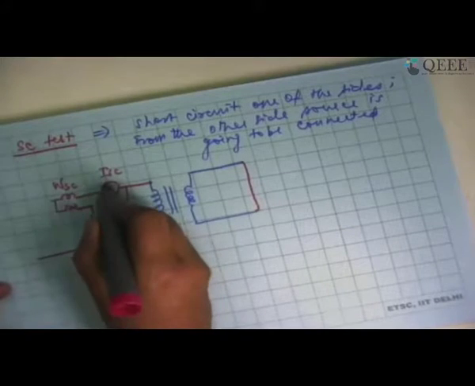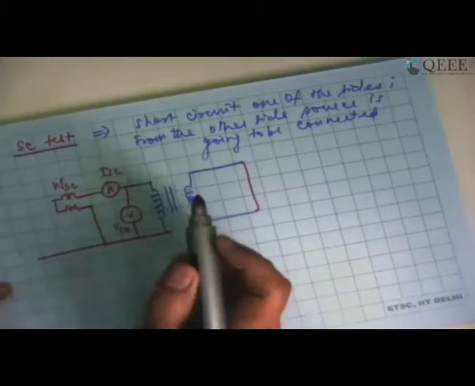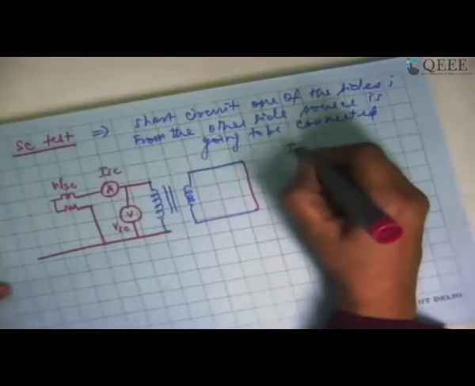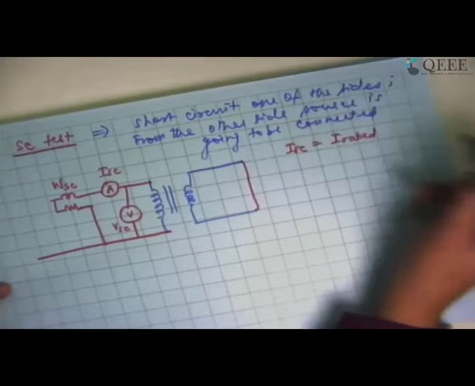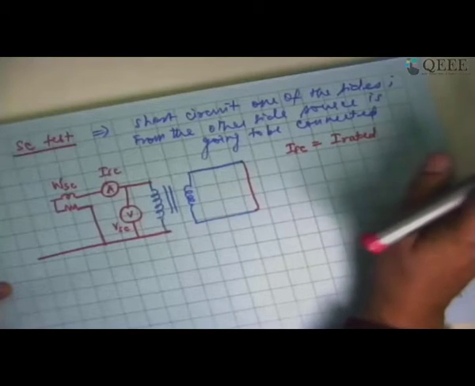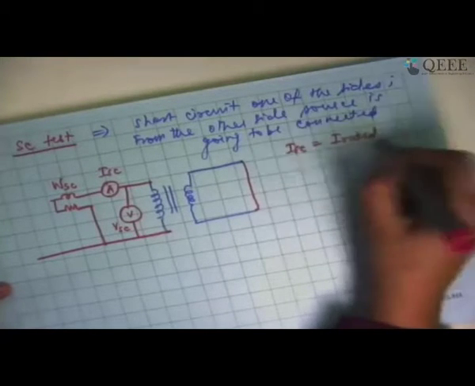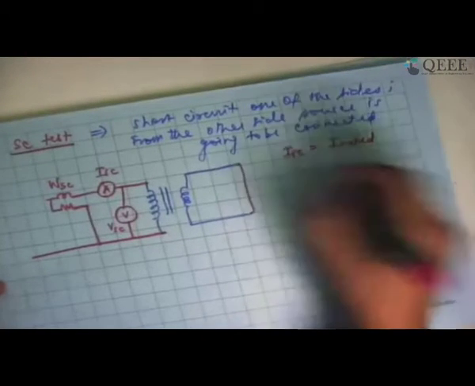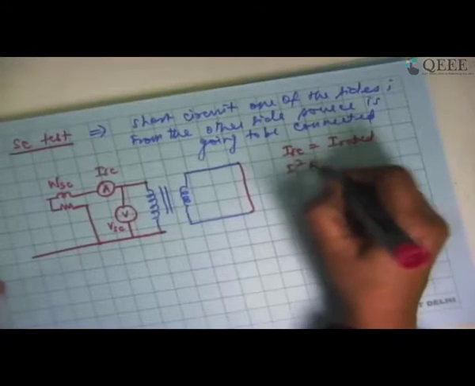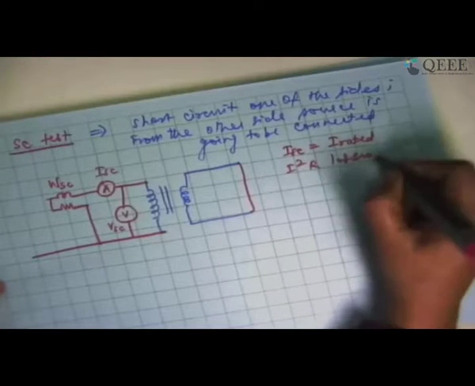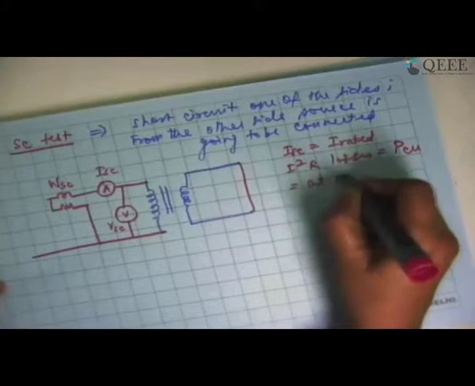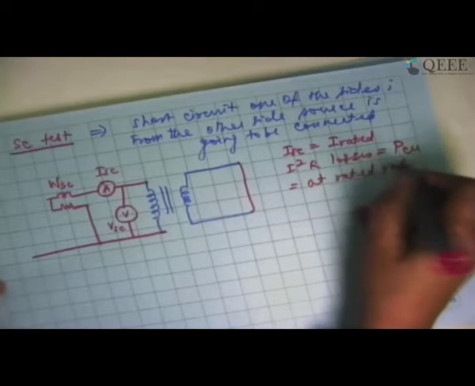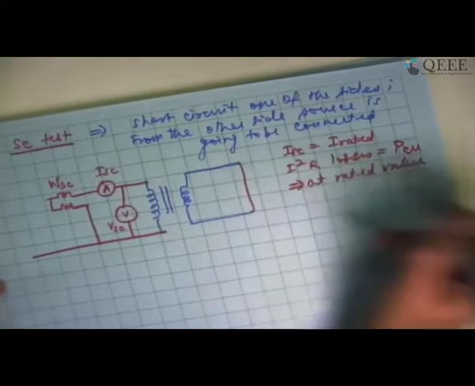Now I have to make sure that the current does not exceed rated current. So ISC should be equal to I rated. Whether I am looking at LV side or HV side is my choice right now, but ISC has to be I rated. If ISC equal to I rated, I square R or copper losses will be at rated value. So copper losses are at rated value.